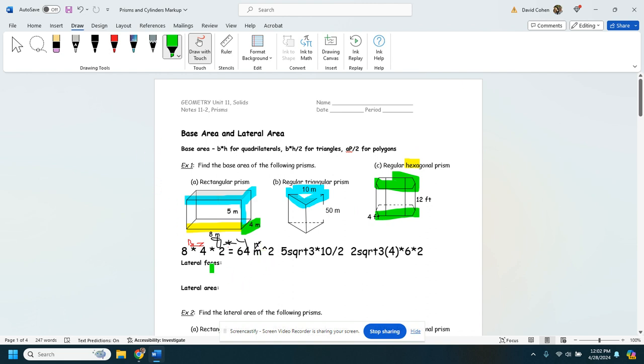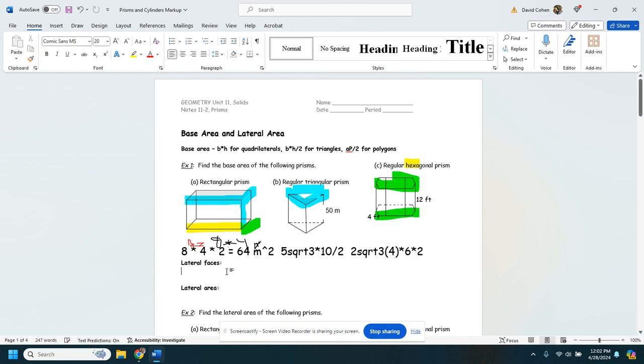Lateral faces are something different than the bases. There's bases, but there's also faces. So when you're figuring out your faces, you want to use the side instead of top or bottom. And when you have the lateral area, you're not including the bases. So this is non-base faces area only.